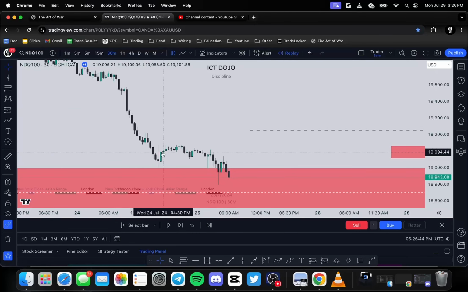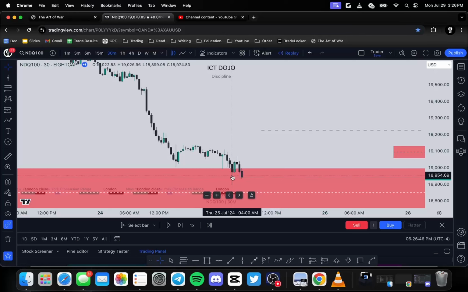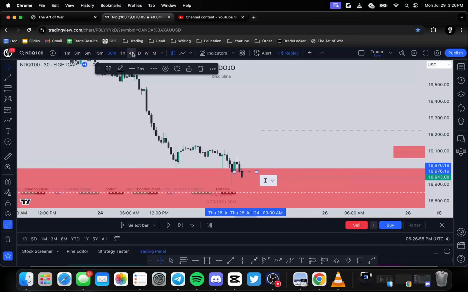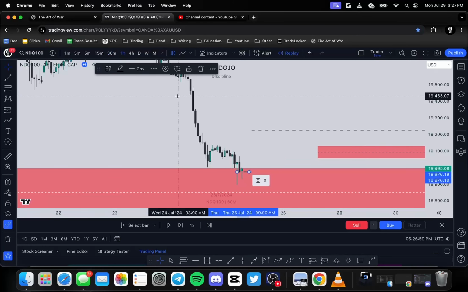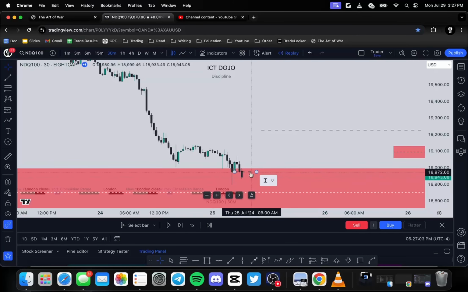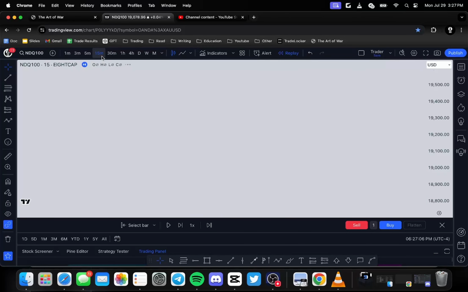Boom. So this daily fair value gap, how can I dive into a lower time frame only knowing that there's a daily fair value gap there? I'm going to first look at the higher time frame. So we have 4 hour, right? We have the 1 hour. 1 hour doesn't have anything special. And then 30-minute, we have this order block. So from the 30-minute, I'm just going to go lower.